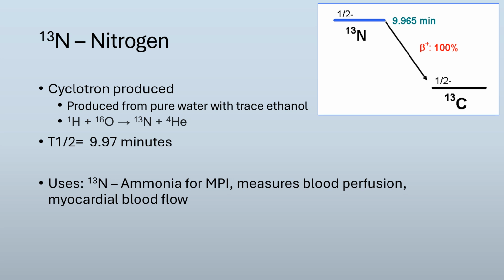The half-life for this one is 9.97 minutes, so it is fairly limited to areas where there's a cyclotron nearby. There is one company that makes a small scale, still very large, but a smaller scale cyclotron to produce nitrogen ammonia on site for the use of cardiac PET. So uses for nitrogen-13 ammonia are myocardial perfusion imaging, including the measurement of myocardial blood flow and myocardial perfusion.